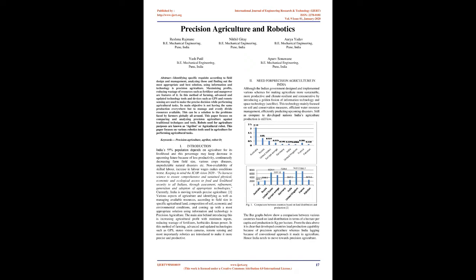Keeping in mind the ICAR Vision 2020, to harness science to ensure comprehensive and sustained physical, economic, and ecological access to food and livelihood security to all Indians, through assessment, refinement, generation and adoption of appropriate technologies. Currently, India is moving towards precision agriculture.